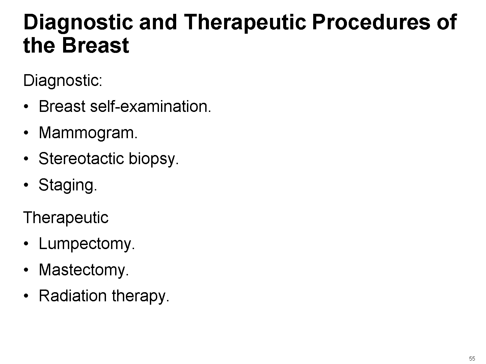Lumpectomy is a breast-conserving procedure that removes only specific areas of concern, preserving the rest of the breast. Mastectomy is the complete removal of the entire breast, often recommended for more advanced cases of breast cancer. Radiation therapy uses high-energy rays to target and destroy cancer cells, often as part of a comprehensive treatment plan.